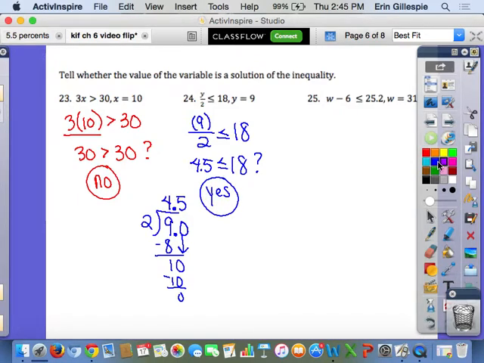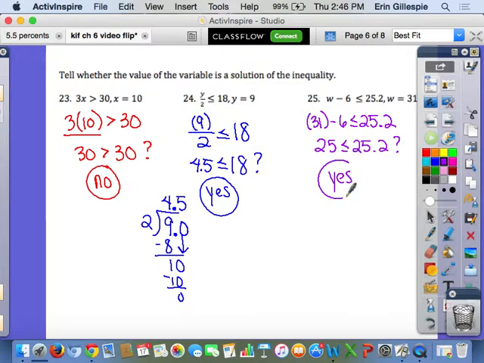And 25, we've got w minus 6 is less than or equal to 25 and 2 tenths. And the value we're testing it for is w equals 31. So I'm going to have 31 minus 6 is less than or equal to 25 and 2 tenths. I need to simplify over here, so 31 minus 6 is 25. Is that less than or equal to 25 and 2 tenths? Yep, it sure is. So our answer is yes.